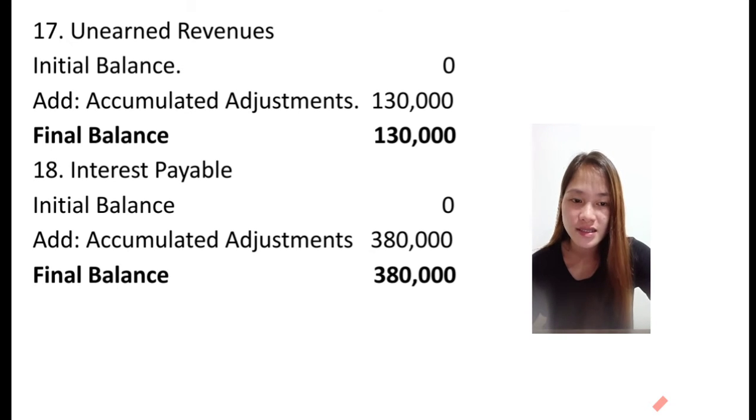Number 17, unearned revenues. So the initial balance is 0, added by 130,000 pesos. So our final balance is 130,000 pesos. So number 18, interest payable. So the initial balance of interest payable is 0, added by the accumulated adjustment 380,000 pesos. So the final balance is 380,000 pesos.